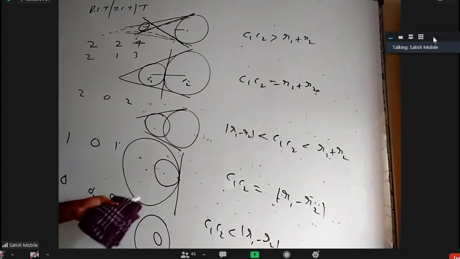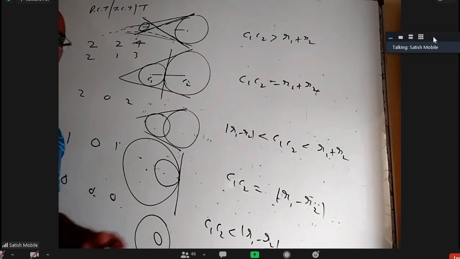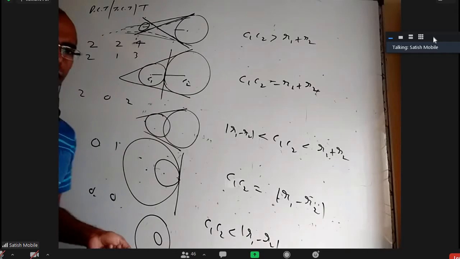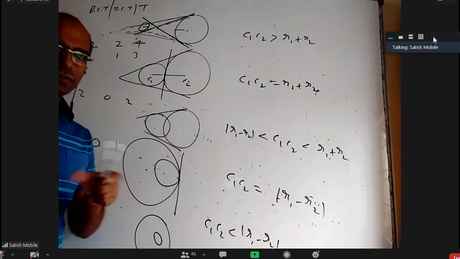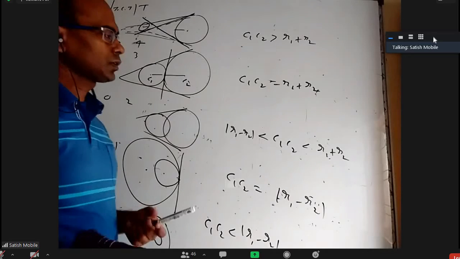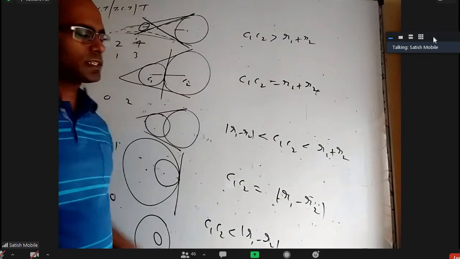So whenever they give 2 circles, either they ask how many common tangents they have, how many direct, how many transverse, or which case they are. First you have to find C1C2, find R1, find R2, and find R1 plus R2 and mod R1 minus R2, and see which case it belongs to.